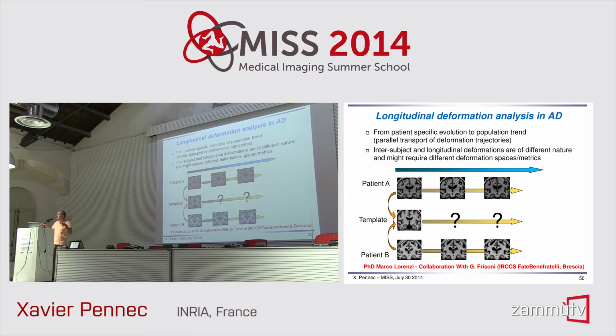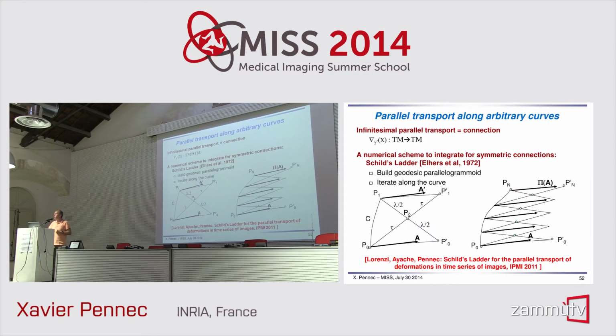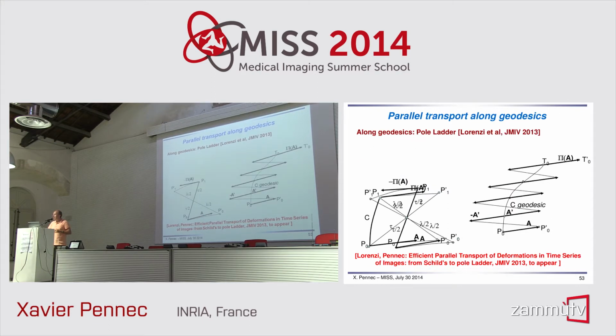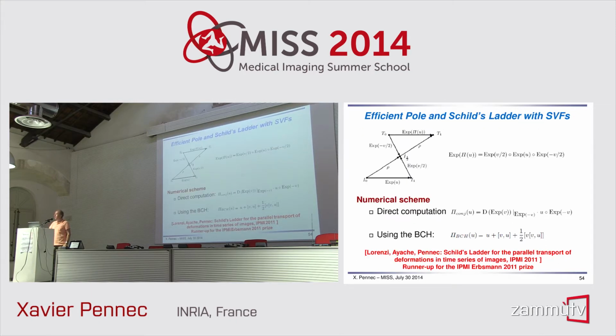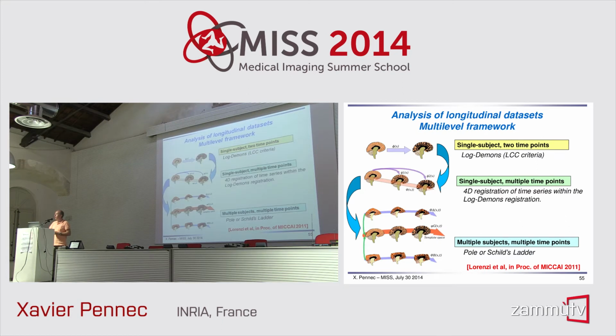Just imagine that you have a starting direction on the sphere in Paris. Let's say you have a direction in Paris and you want to transfer it to New York. Depending on the path you take, you will transport your vector differently, so you need to define that. In order to compute that, we set up two methods, which are called Pole ladder and Schild's ladder. I won't really explain what they are, but we can do it in the stationary velocity field framework.